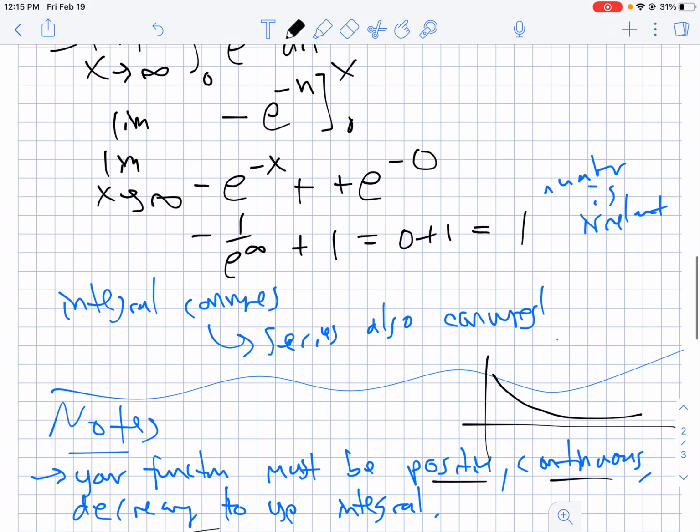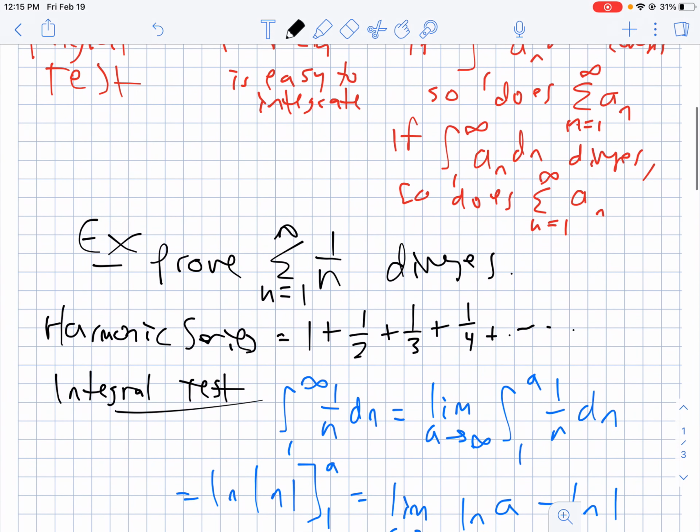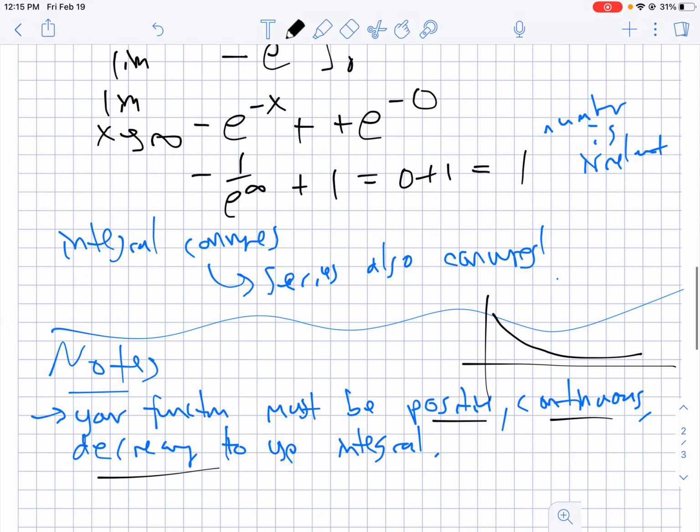Now, what's happening there, right? If we look at something like this, these terms are all positive. These terms are getting smaller, right? 1/2, 1/3, 1/4. And if we go from 1 to infinity, this function 1 over n is in fact a continuous function. So that's how we could use the integral test. But those are the three conditions.